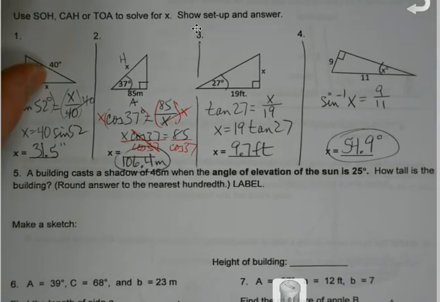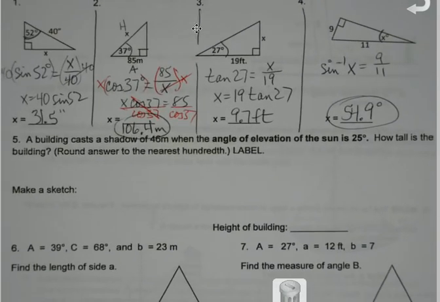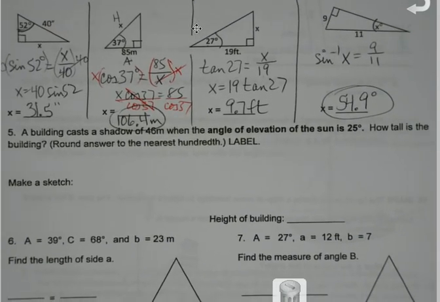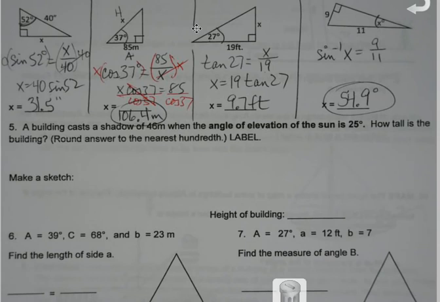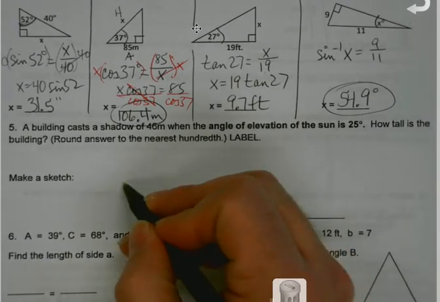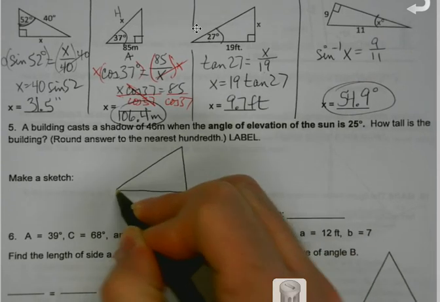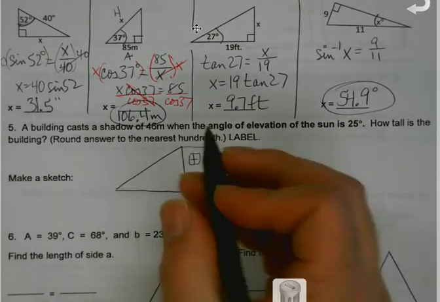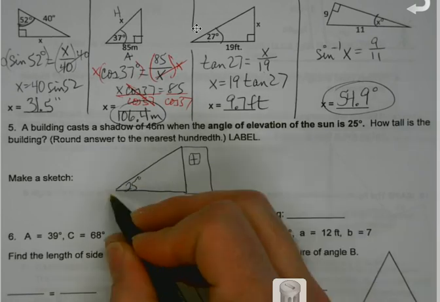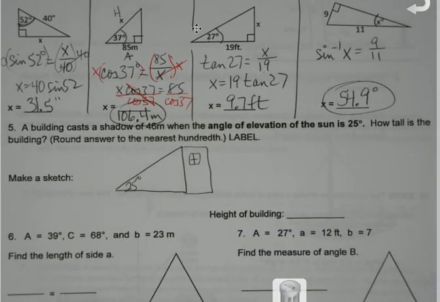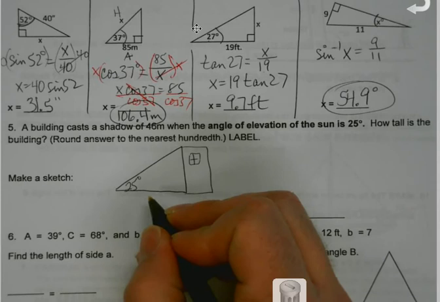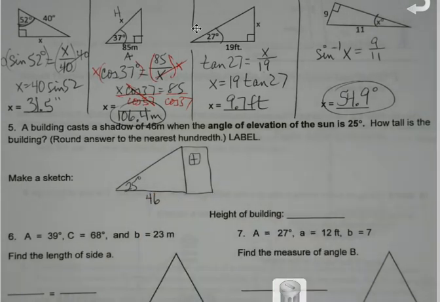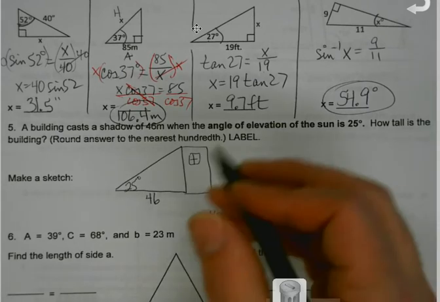What would be a quiz on trig without a couple of story problems? I guess at least one here. So a building casts a shadow of 46 meters when the angle of elevation of the sun is 25. Again, when we're doing an angle of elevation, my little building here, means looking upward towards the top of the building. Casts a shadow. Your shadow is always where you're going to see it. You're going to see it on the ground. Okay, so it's not going to be up over here. How tall is the building?